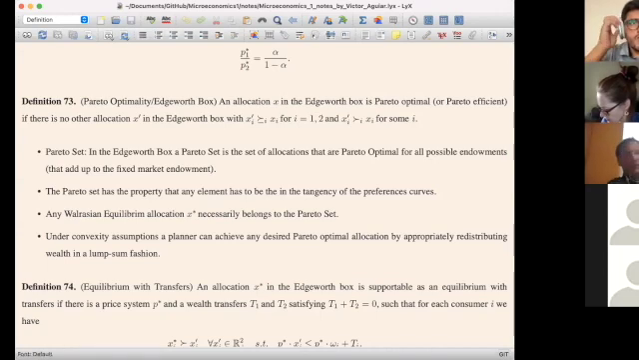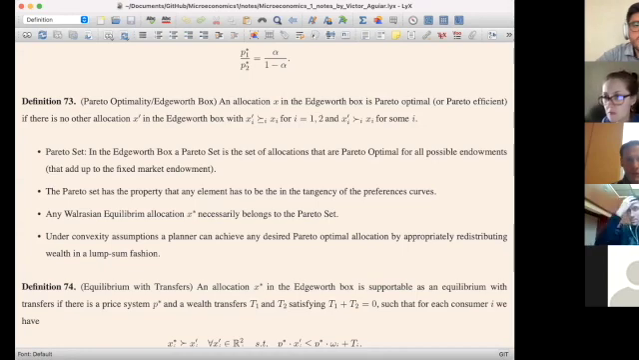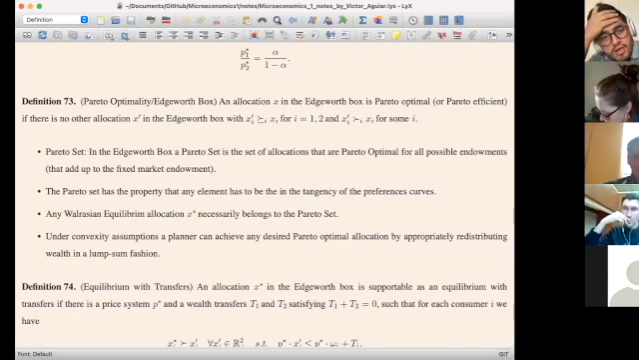So we're going to have Pareto optimality and the Edgeworth box. An allocation X in the Edgeworth box is Pareto optimal or Pareto efficient if there is no other allocation X prime in the Edgeworth box such that X prime is preferred for every individual, for individuals 1 and 2, and there is some individual for which it is strictly preferred. The important thing here is that in the Edgeworth box, the simple version we're looking at, there are only 2 individuals.